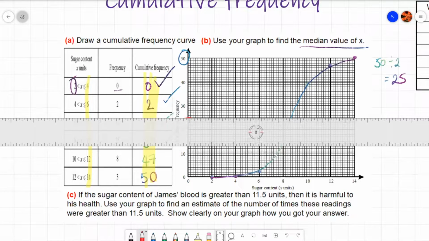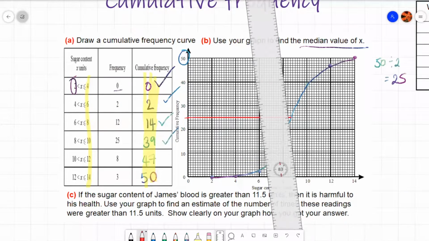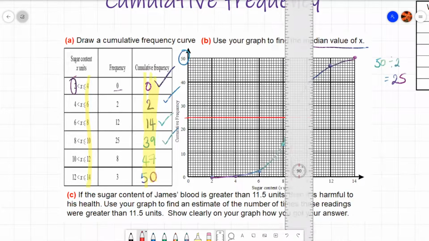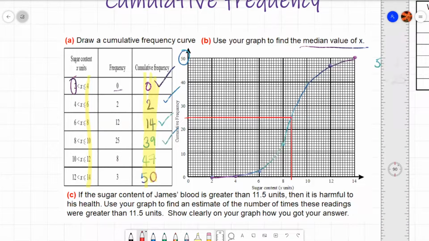Okay, so all I'm going to do is with my ruler, draw a line until I get to my graph, and then I'm going to read below it. Okay, there we are. And what have I got there? Well, I've got 8.2, 8.4, 8.6, 8.8, 9, 9.2, 9.4, 9.6, 9.8. Okay, so 8.2, 8.4, 8.6, about 8.7. And there you are. That is my median value of x.